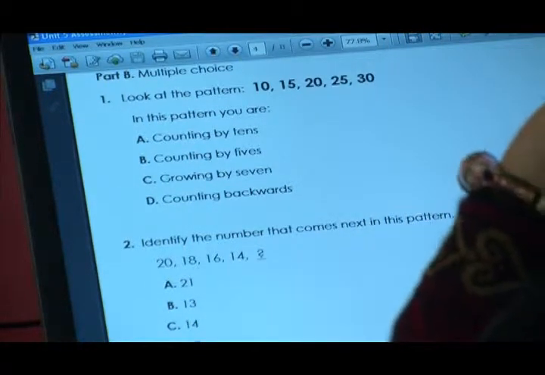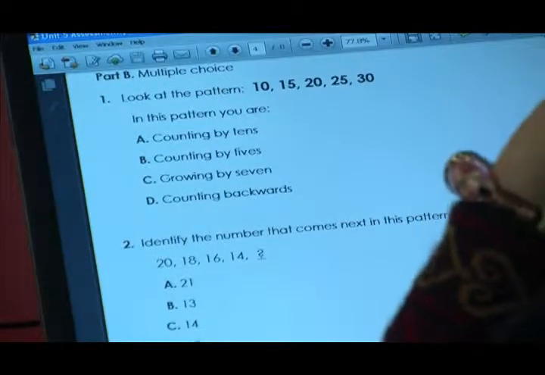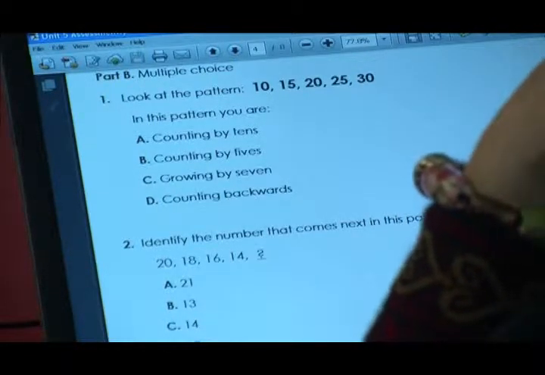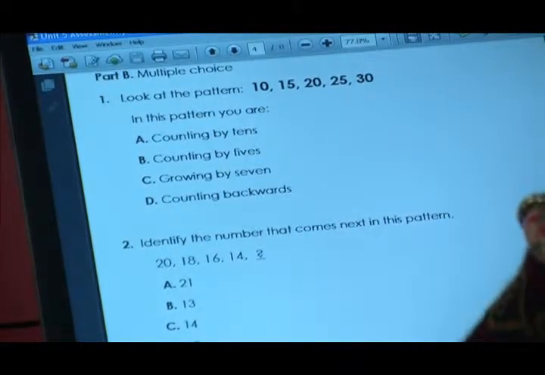Counting by tens, remember when we did the test with greater than and less than, that's the part that messed them up. When it was in word form, it bothered them. And identify the number that comes next. Go back to the rule. That's applying it.